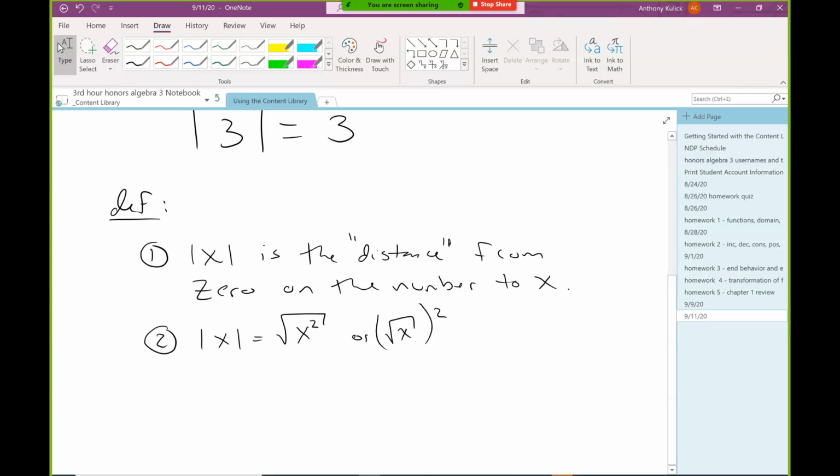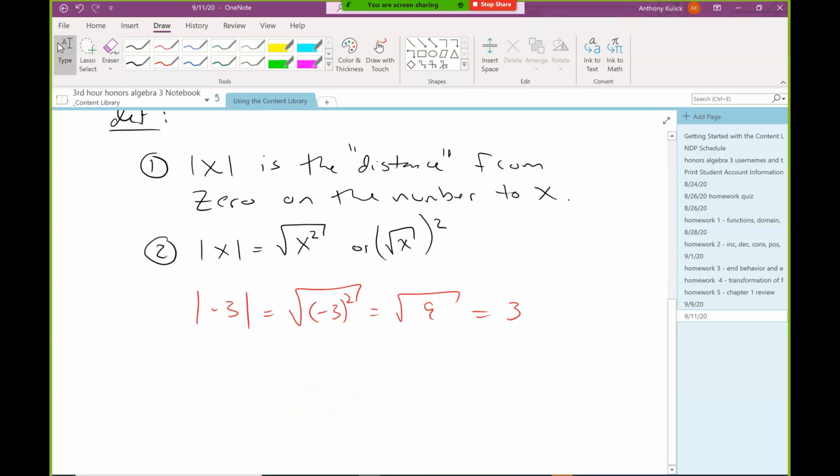And we know that squaring and square rooting cancel each other out, so it's essentially doing nothing other than removing a negative sign if there happened to be one. So for example, if we did the absolute value of -3, and we use this definition, we're also going to get 3, right? Everybody's okay there?